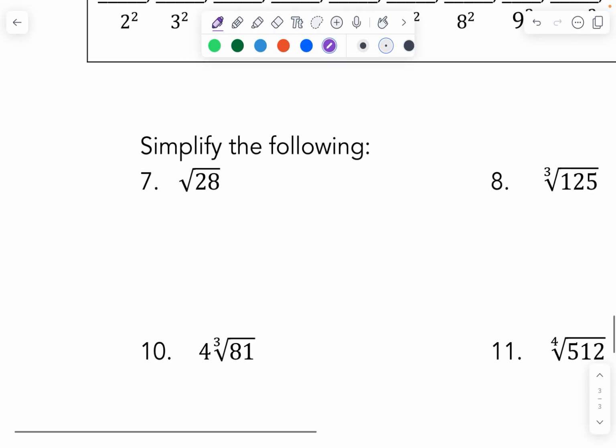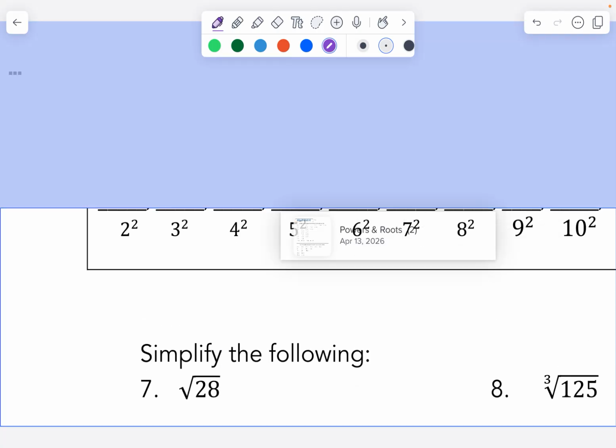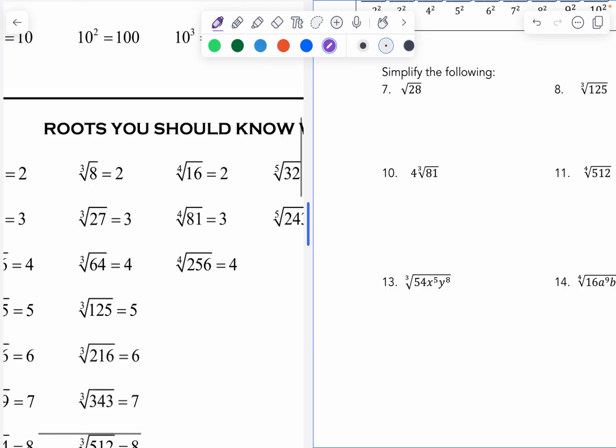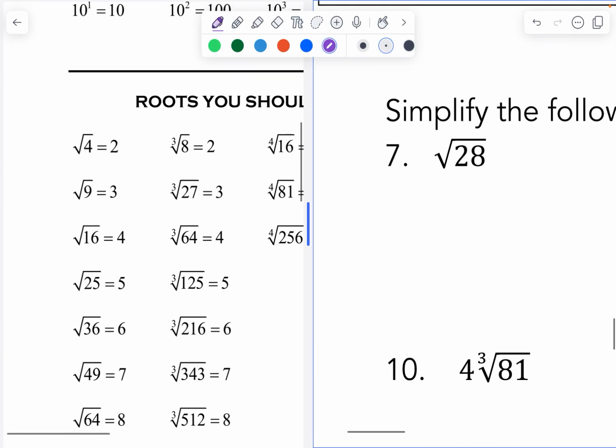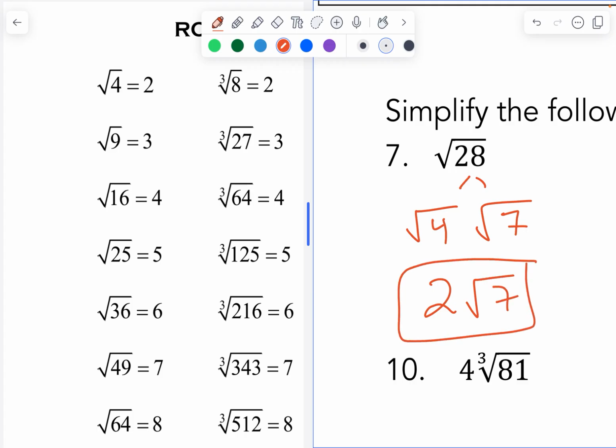Okay, so when you have your green sheet handy, you just want to make sure you're looking at the right column. So number 7 is the square roots. That's the first column. Okay, so I want a number that goes into 28, which would be 4. I can do 28 divided by 4, and that's 7. Square root of 4 is 2, so this is 2 root 7.